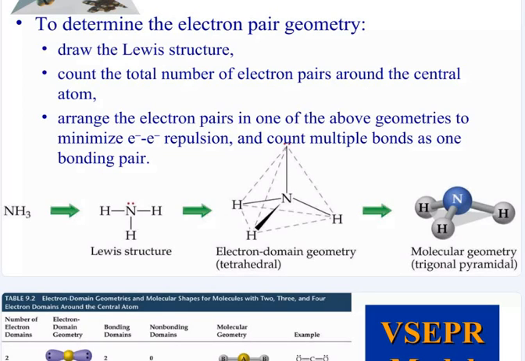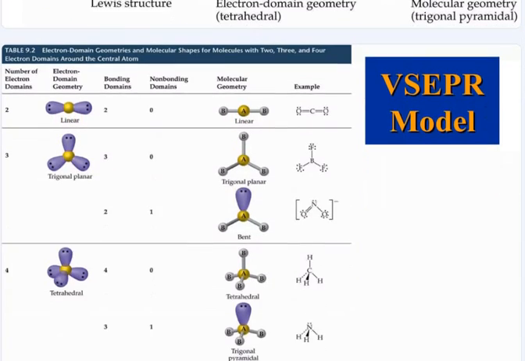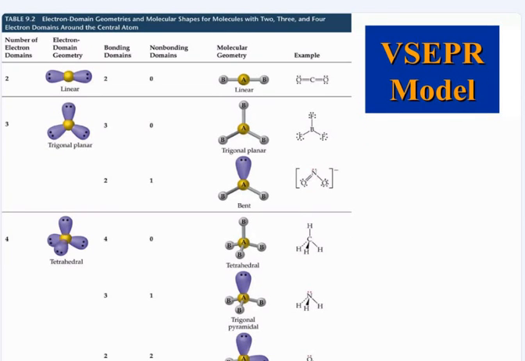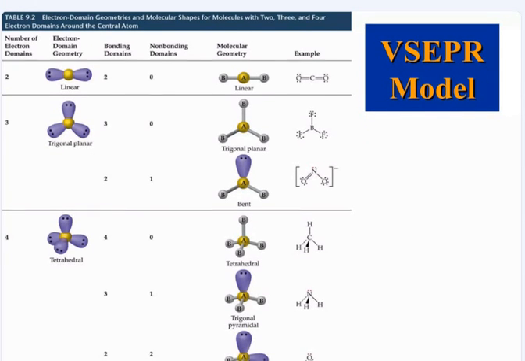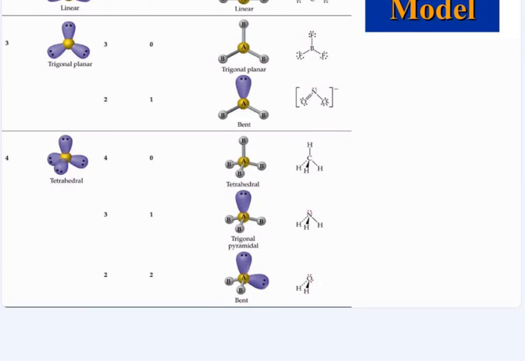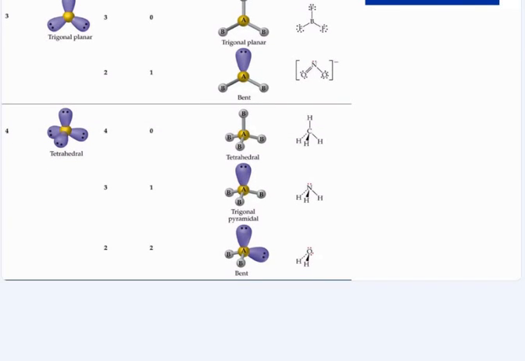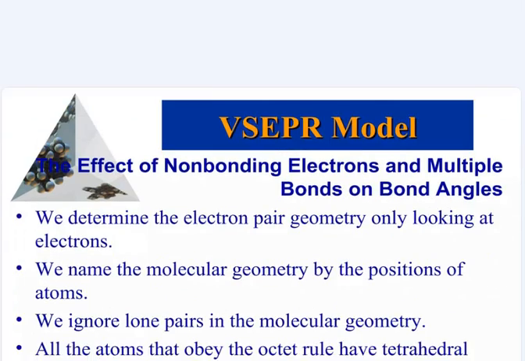So draw the Lewis structure, count the total number of electron pairs around the central atom, arrange the electron pairs in one of the above geometries to minimize electron repulsion, and count multiple bonds as one bonding pair. Now you can see linear, carbon dioxide, trigonal planar. You can see the tetrahedral. So tetrahedral, trigonal bipyramidal and bent.